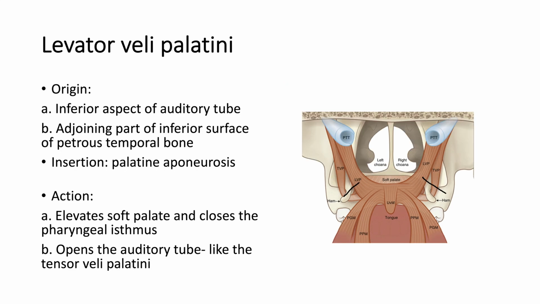Next muscle that I am talking about is levator veli palatini. Its origin is next to the tensor veli palatini, which is inferior aspect of the auditory tube and adjoining part of the inferior surface of petrous part of temporal bone, and it inserts in palatine aponeurosis. Its action is elevating the soft palate and closes the pharyngeal isthmus, and it also opens the auditory tube like the tensor veli palatini.